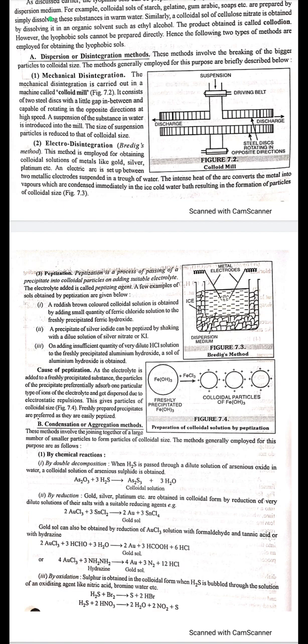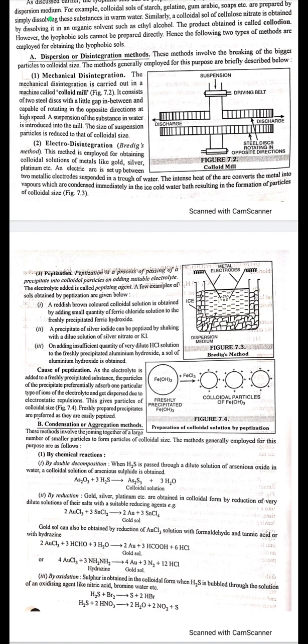First, a reddish-brown colored colloidal solution is obtained by adding a small quantity of ferric chloride solution to freshly precipitated ferric hydroxide. Second, a sol of silver iodide can be obtained by shaking the precipitate with a dilute solution of silver nitrate or KI. Third, on adding an insufficient quantity of very dilute HCl solution to freshly precipitated aluminium hydroxide, a sol of aluminium hydroxide is obtained.